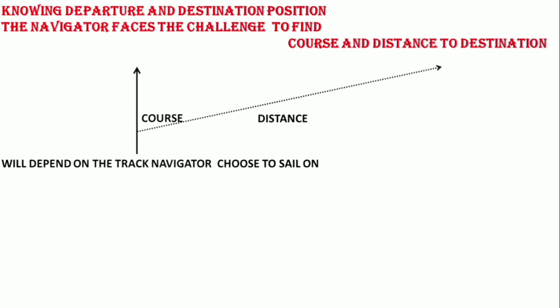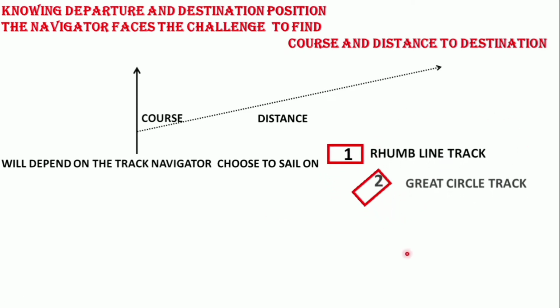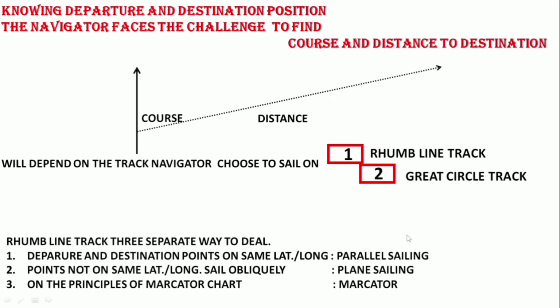Hello everybody. Now we talked about finding out a course and distance, and we talked about it will depend upon the track a navigator will choose. And the tracks we talked about were rhumb line and great circle. And in rhumb line we'll be talking about parallel sailing, plain sailing and Mercator sailing. But before we get on to parallel sailing, let's at least get clear about what is rhumb line and what is great circle track.